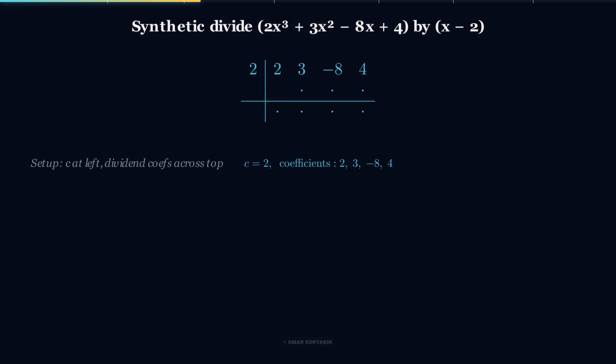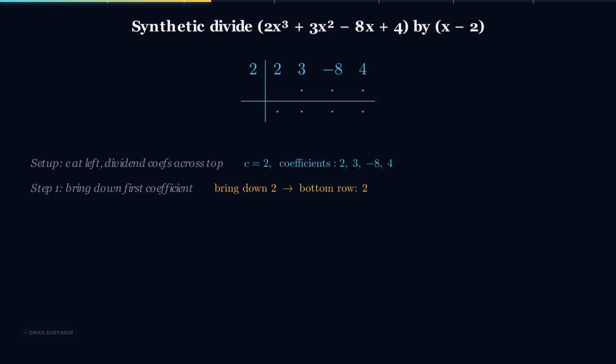Write 2 at the left of the tableau. The dividend coefficients in descending order are 2, 3, negative 8, 4. No missing exponents, so no zero placeholders needed. Write the 4 coefficients across the top of the tableau. Step 2. Bring down the first coefficient.